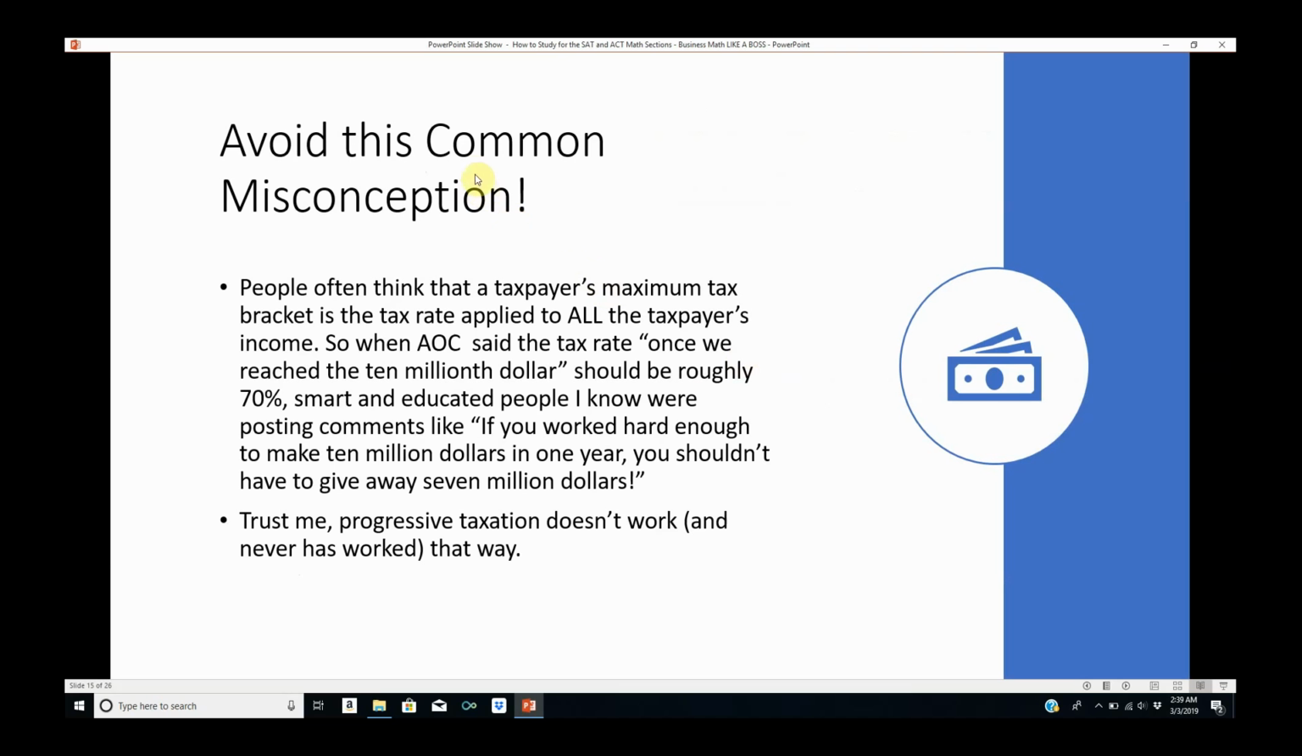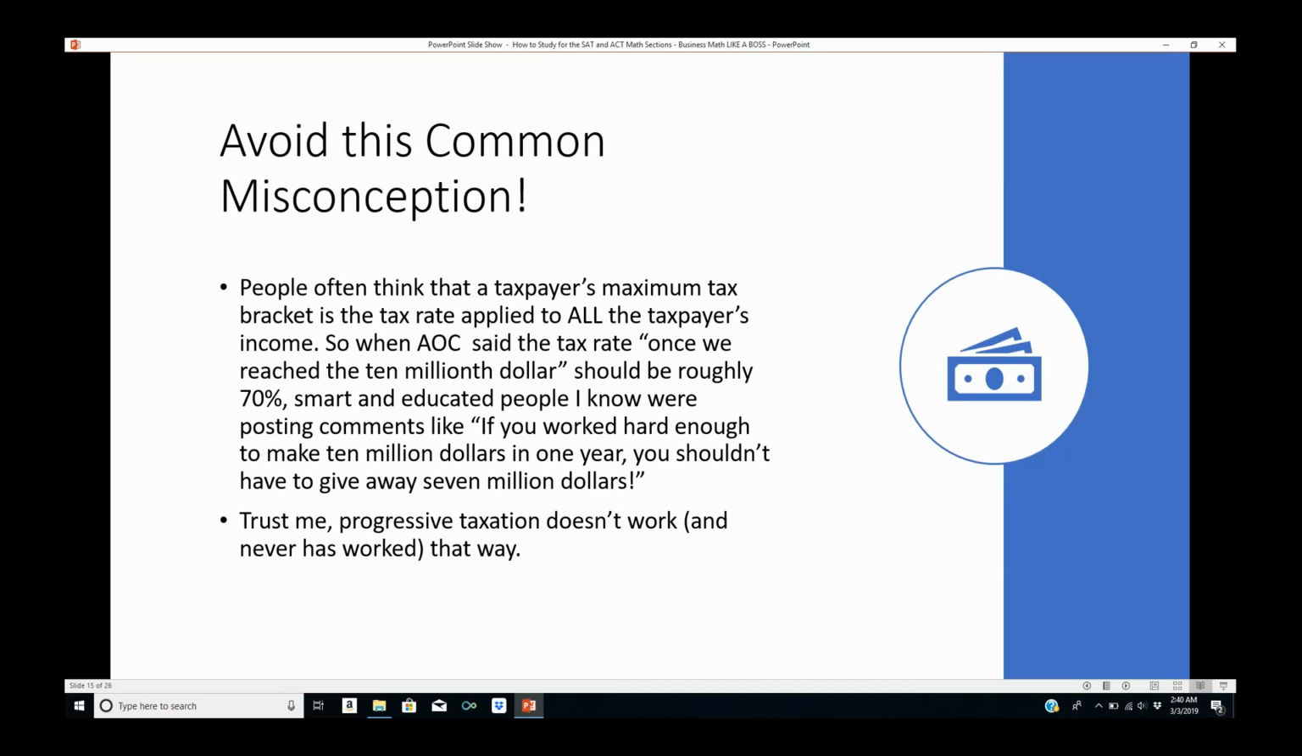So let's avoid this common misconception. People often think that a taxpayer's maximum tax bracket is the tax rate applied to all the taxpayer's income. So when AOC said the tax rate, once we reach the $10 millionth dollar, should be roughly 70%, smart and educated people I know were posting comments online saying things like, if you worked hard enough to earn $10 million in 1 year, you shouldn't have to give away $7 million. That doesn't work that way.